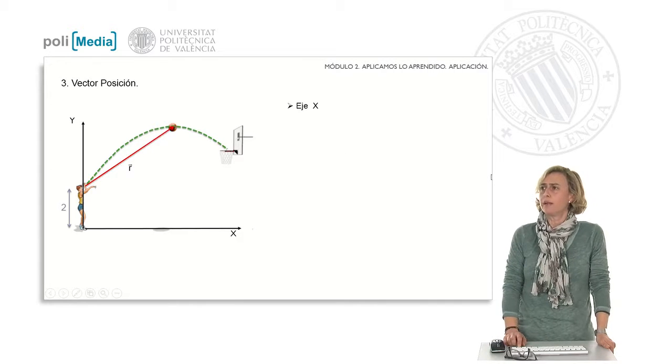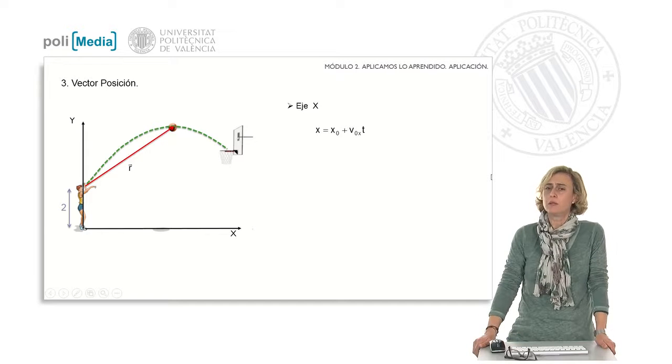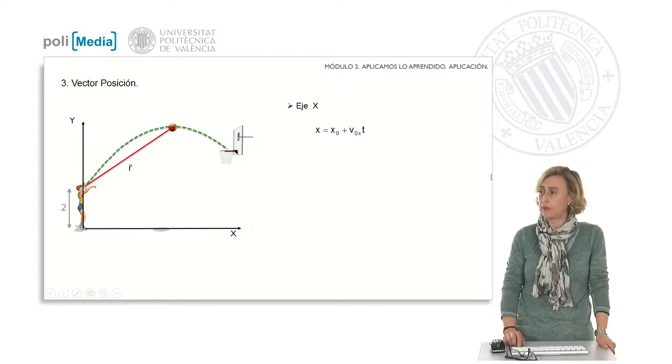Let's see now the position vector. In the x-axis, the motion is rectilinear and uniform, and therefore the position on that axis will be given by this expression. With the choice of axis we have made, x sub 0 is 0. If we substitute values, we obtain that x is equal to 5.44 t, in meters.